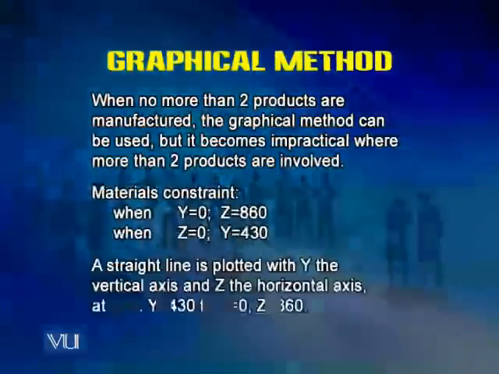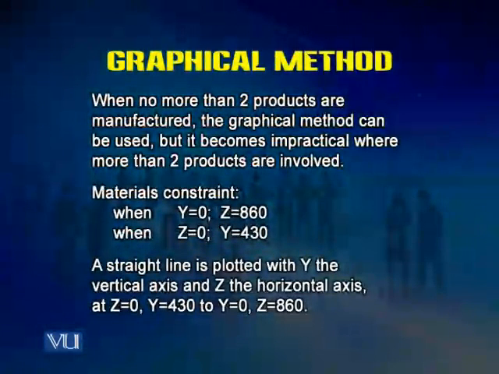That's the point that we can calculate. And where z is 0, what is the value of y? These 2 points are identified on the graph, and they are joined together, and this gives you the line which is the constraint for materials. A straight line is plotted with y on the vertical axis and z on the horizontal axis.